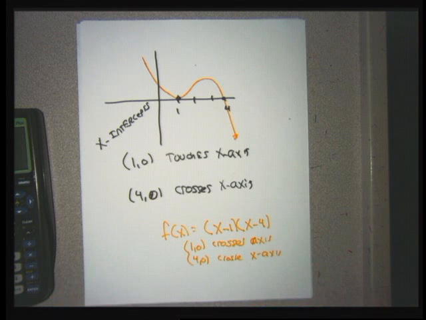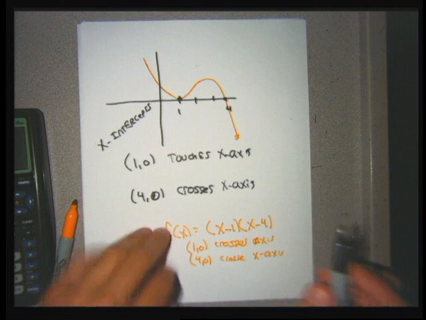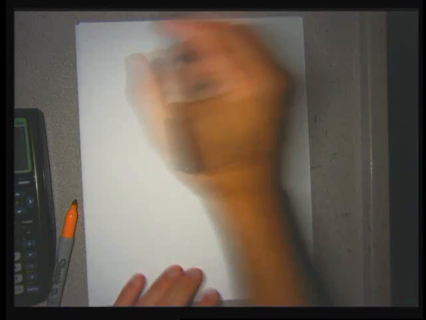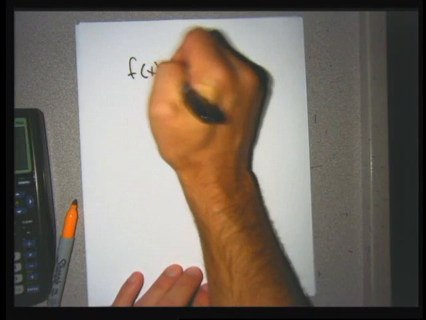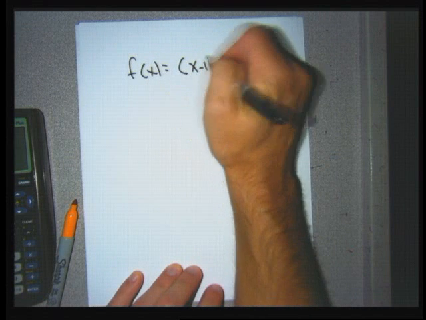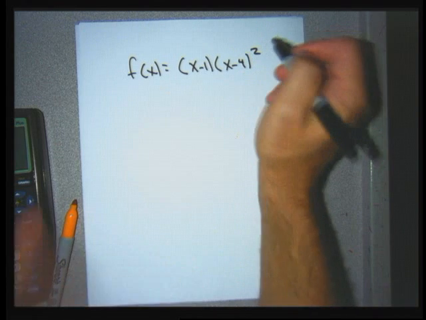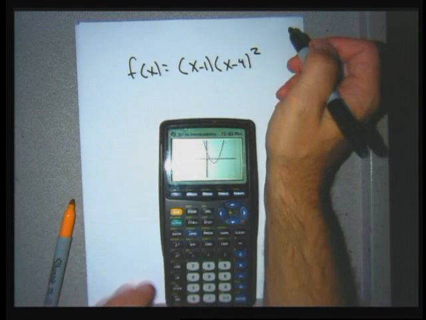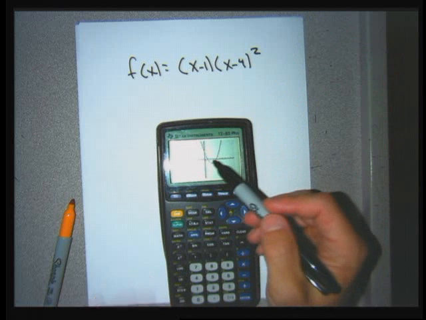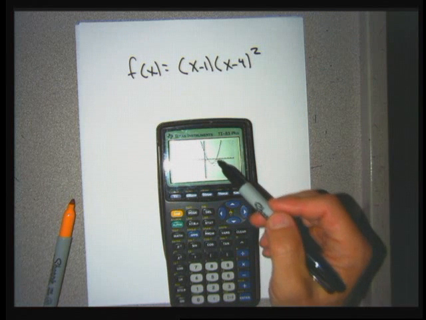If I want to make a graph touch but not cross the x-axis, I need to make the factor that produced that x-intercept have a positive or an even exponent. Let me do another graph that has x-intercepts of 1 and 4. If I gave you this, f of x equals x minus 1 times x minus 4 squared, that graph, if I choose to graph it, is still going to have x-intercepts of 1 and 4, meaning it's going to have points at 1 and 4 on the x-axis.